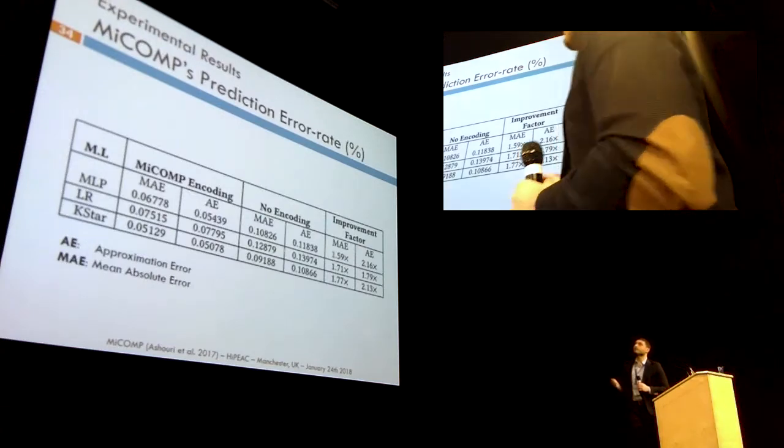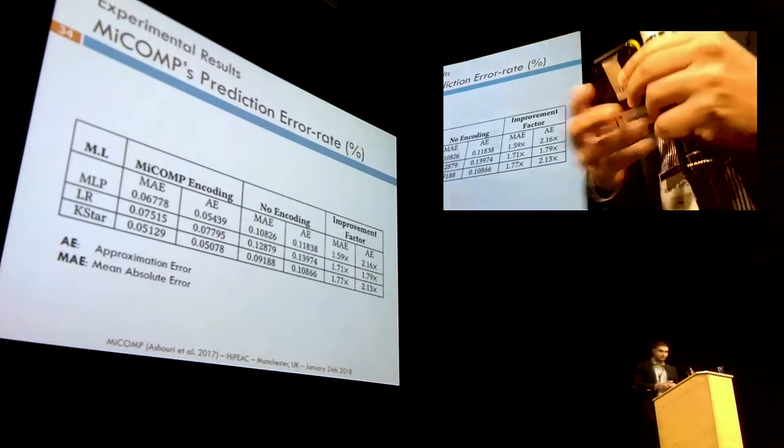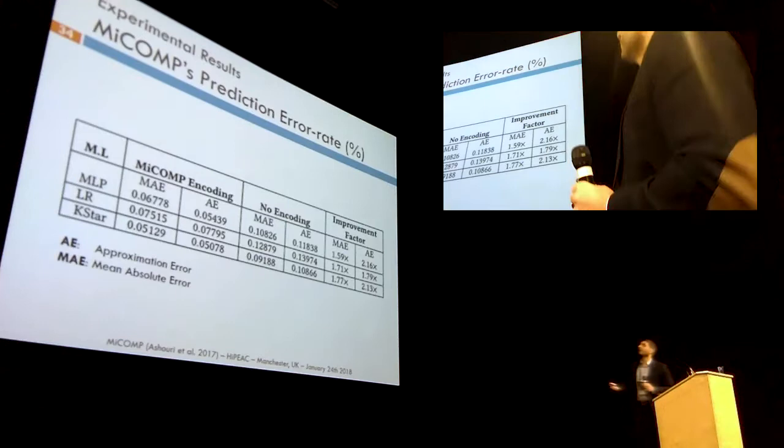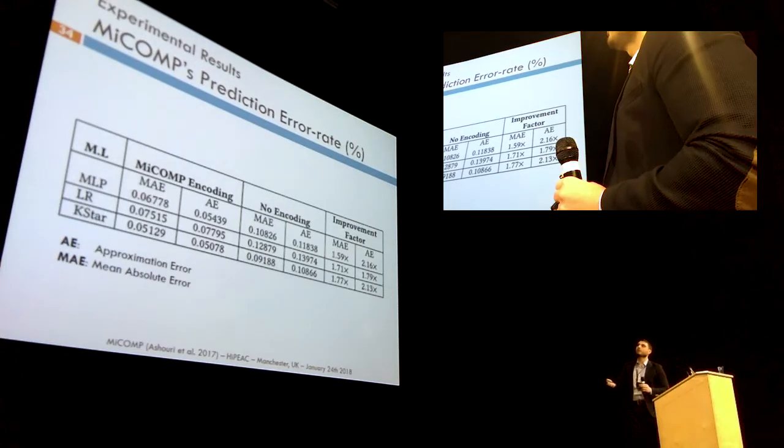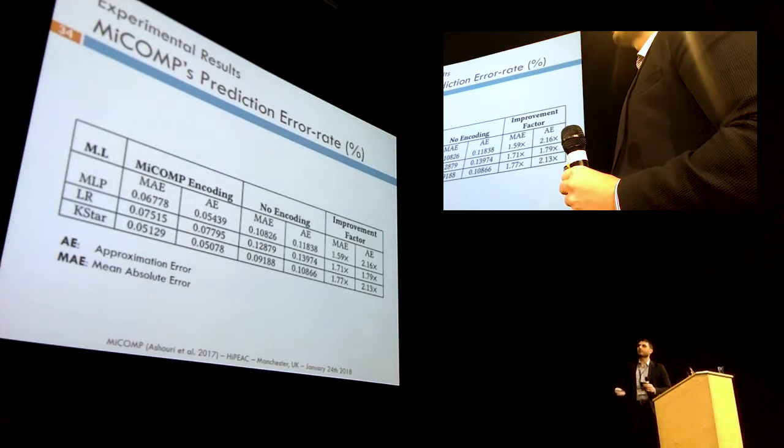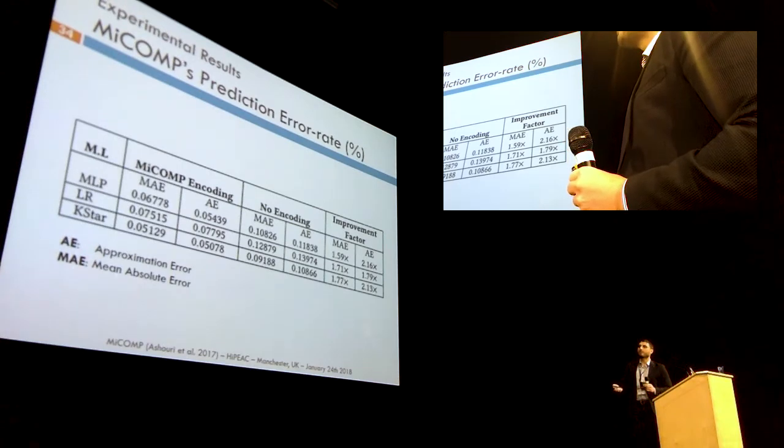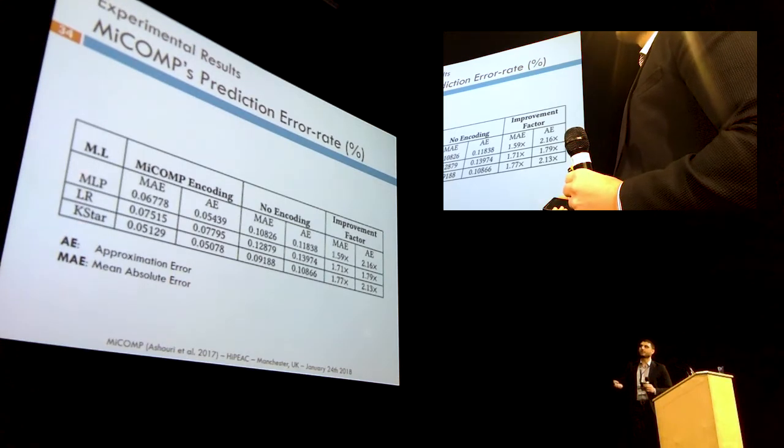All right, so that was the prediction error rate, and you see by using our encoding scheme, we captured 2 different error rates, so it's called approximation error and mean absolute error, and these are our 3 different machine learning models.